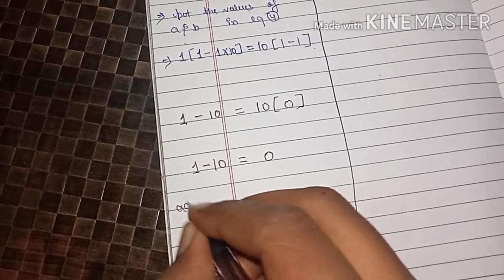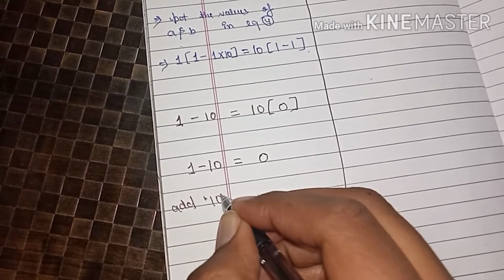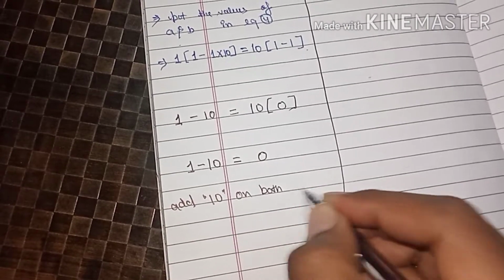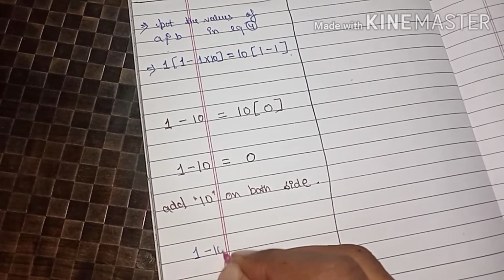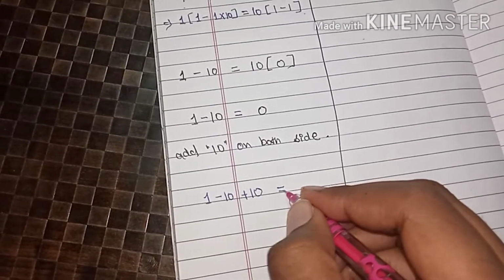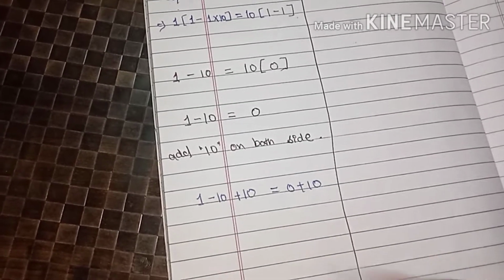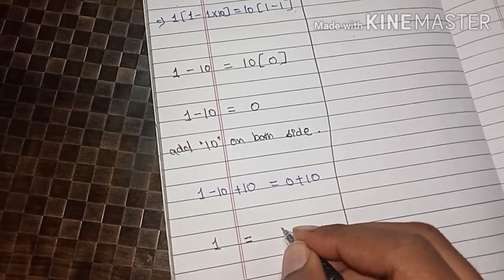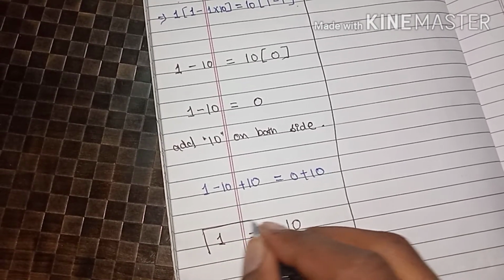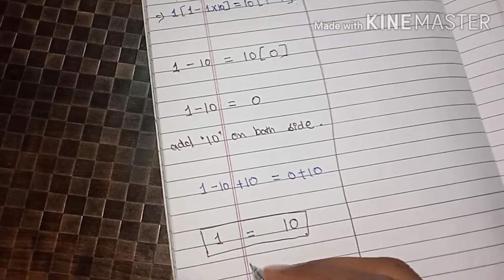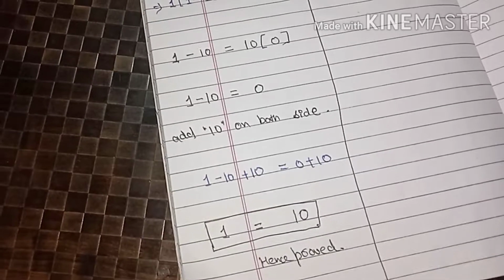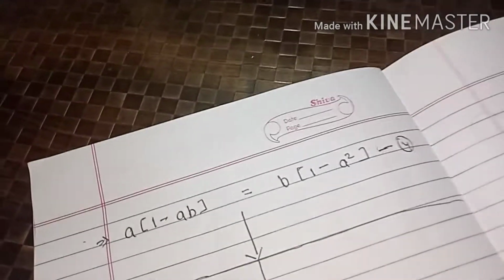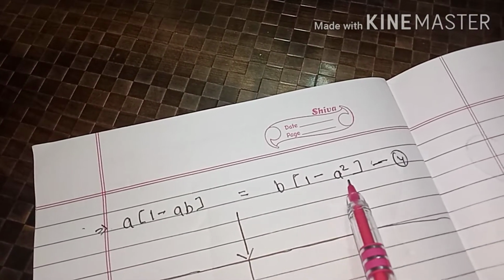So add 10 on both sides. If we add 10 on both sides, we get 1 minus 10 plus 10 is equal to 0 plus 10. So 1 is equal to 10. Hence proved. So this is the first way to prove 1 is equal to 10. And the second way, we do not put the values of A and B, we solve only this.